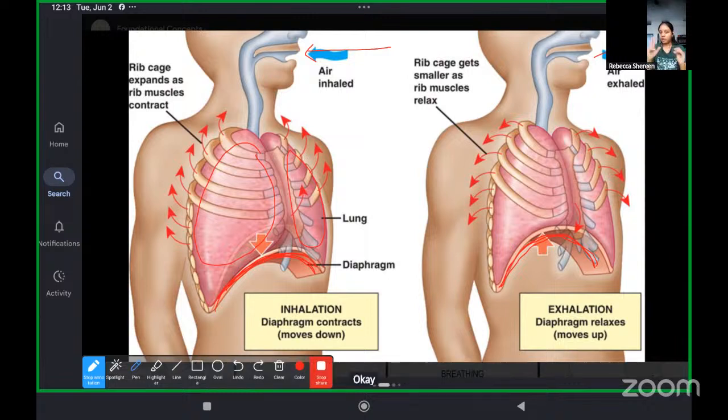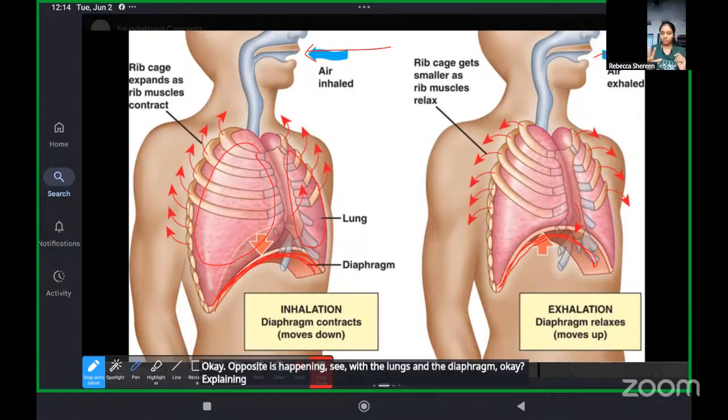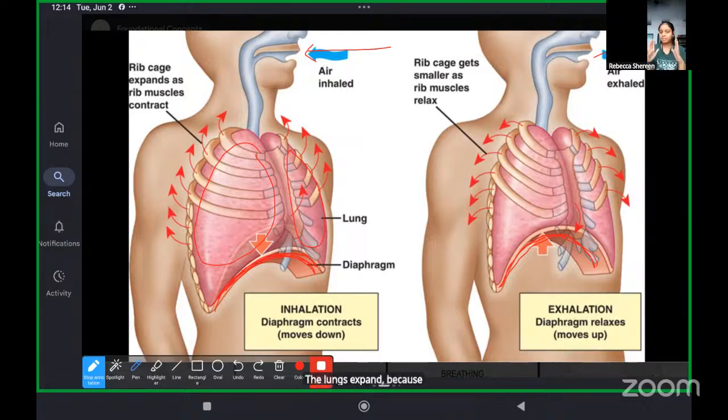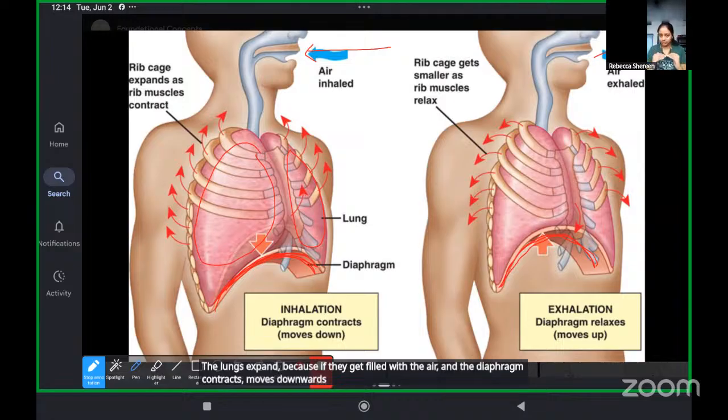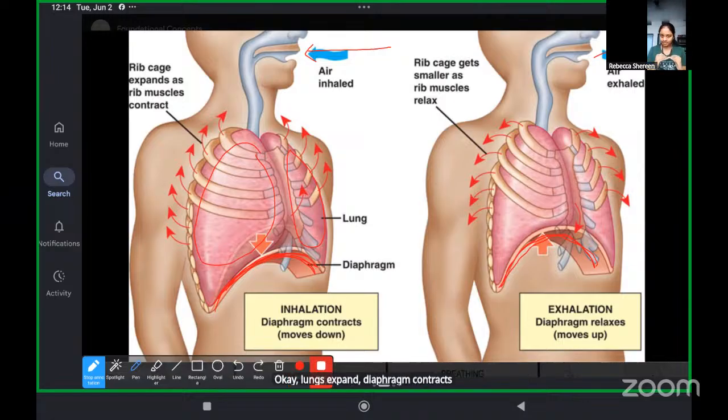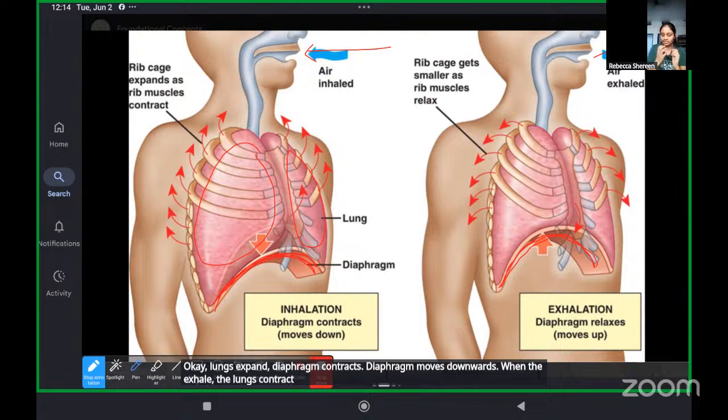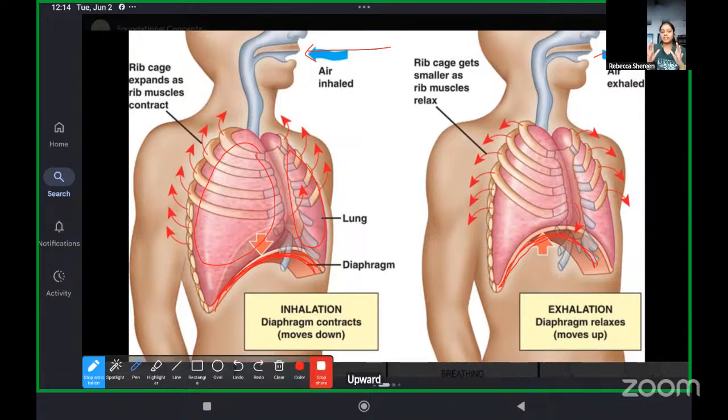Opposite is happening with the lungs and the diaphragm. Explaining in a very simple manner: when we inhale, the lungs expand because they get filled with air, and the diaphragm contracts and moves downwards. When we exhale, the lungs contract because the air is coming out, and the diaphragm relaxes and moves upward. So this is the movement of your lungs and your diaphragm in inhalation and exhalation.